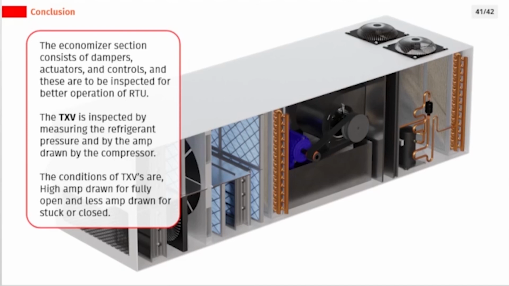The economizer section consists of dampers, actuators, and controls, and these are to be inspected for better operation of RTU. The TXV is inspected by measuring the refrigerant pressure and by the amp drawn by the compressor. The conditions of TXVs are high amp drawn for fully open and less amp drawn for stuck or closed.